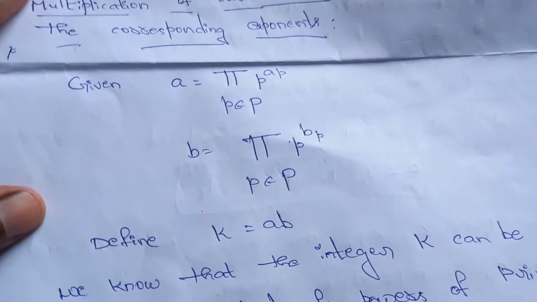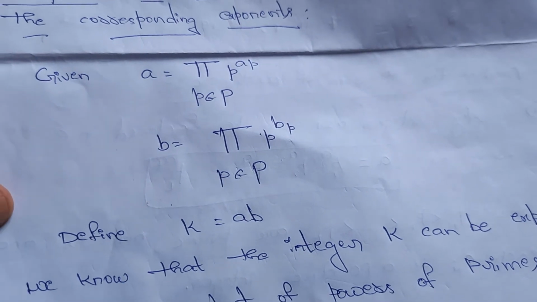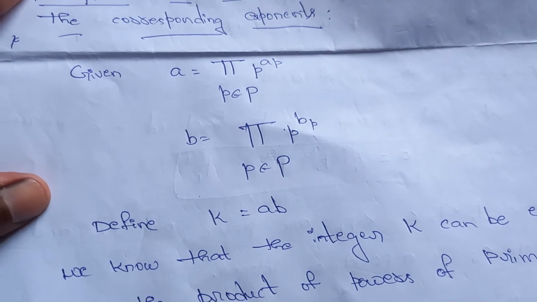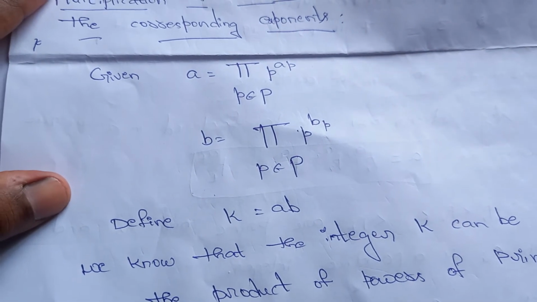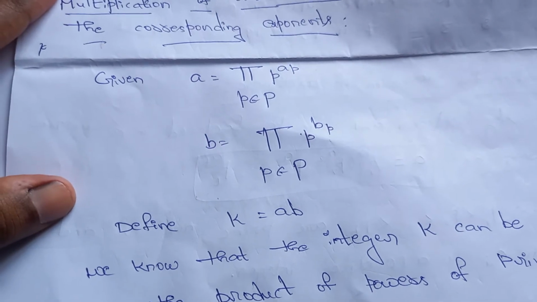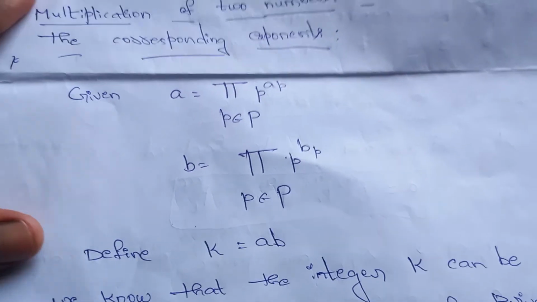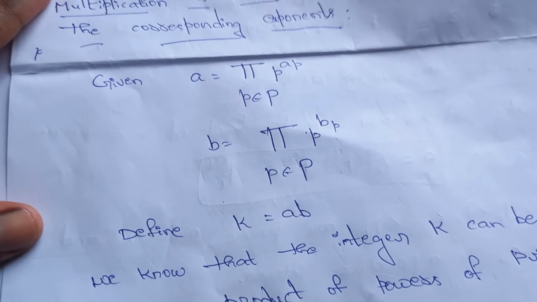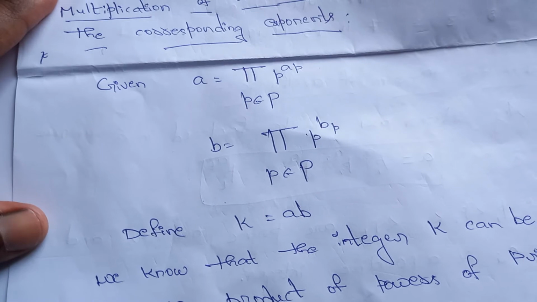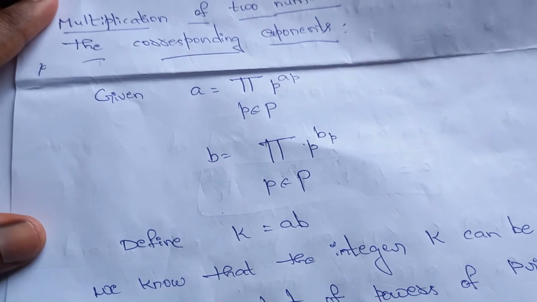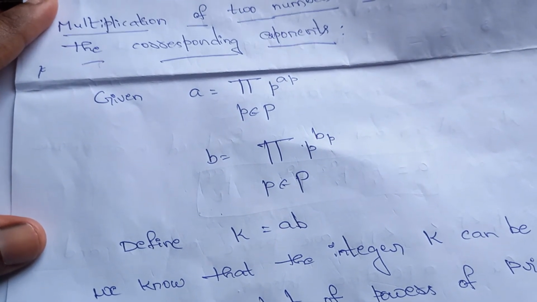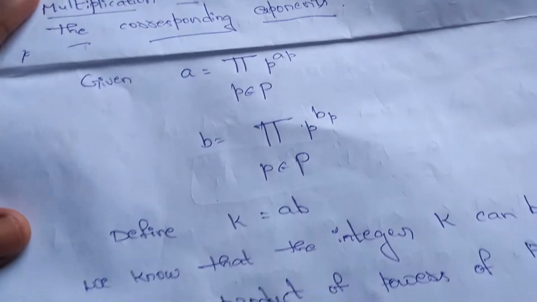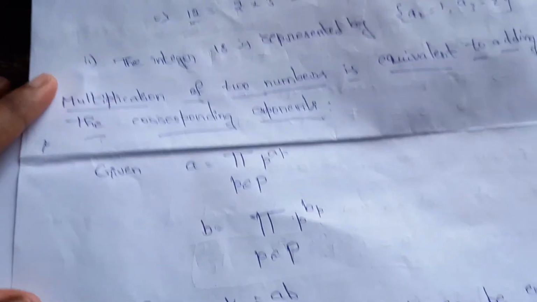So here, consider given A = ∏ p^(a_p), p belongs to P. You know what is small p and what is capital P. Small p is nothing but whatever prime numbers you are taking for the number A, and capital P is the set of all the prime numbers. Here A = ∏ p^(a_p), p belongs to P. Like that, B = ∏ p^(b_p), p belongs to P, with b suffix p.